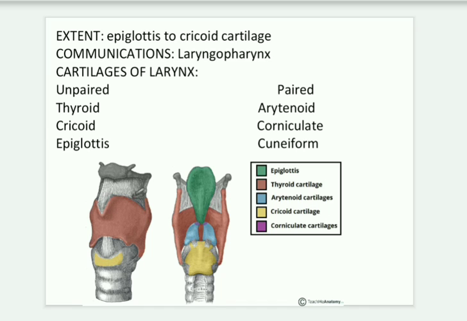Next come the corniculate or Santorini cartilages. These are 2 small cornicular nodules which articulate with the apex of the arytenoid cartilage and lie in the posterior part of the aryepiglottic folds. Then the cuneiform or Wrisberg cartilages are 2 small rod shaped pieces of cartilage placed in the aryepiglottic folds. Then you draw the diagram this way, and use color for attraction so that you can learn very easily and score marks also.